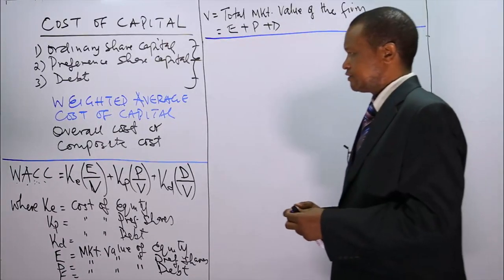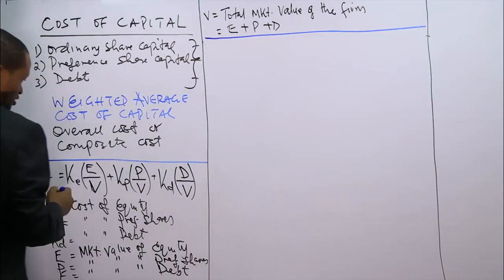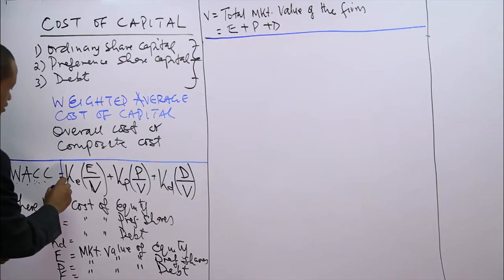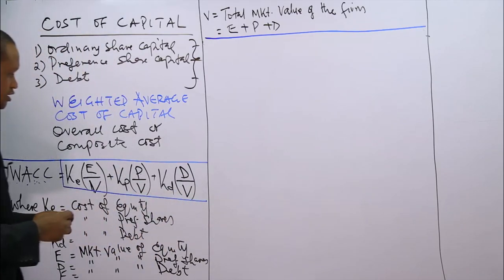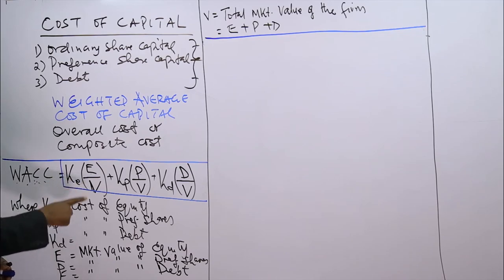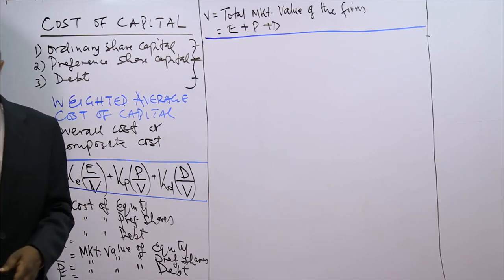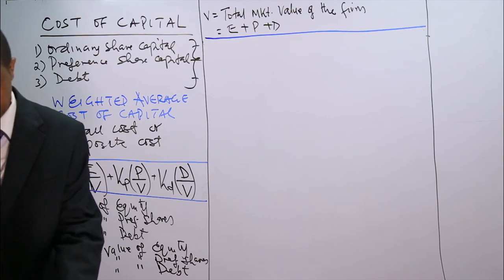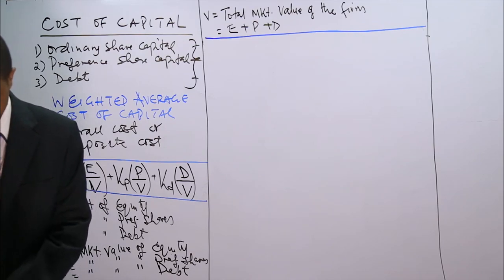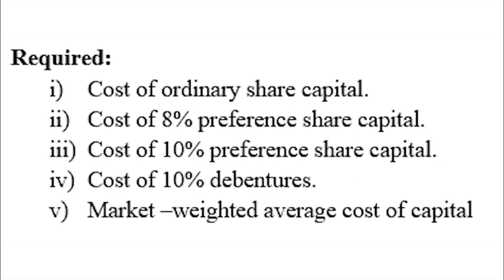So having identified the formula, we can now proceed to work out the weighted average cost of capital in our illustration, the FAIDA Limited illustration. Now, in calculating the weighted average cost of capital, the first step is to calculate the cost of capital for the specific sources of capital.